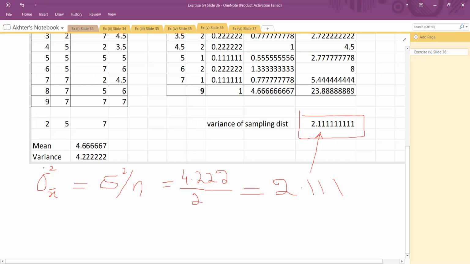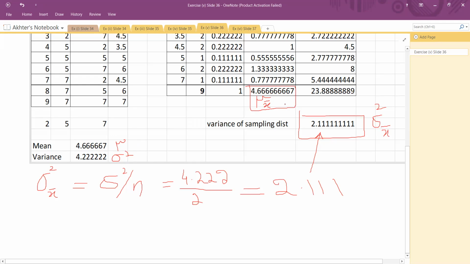So you can see that this was the variance of the sampling distribution of mean, and this was the variance of the population. This is the population variance sigma square. And this is the mean of the population, which is represented by mu. And this is the mean of the sampling distribution of mean. This is mu x bar. So the value of mu x bar is 4.66, and the value of the variance of the sampling distribution of mean is 2.11, and this is the value of the population variance, and this is the value of the population mean. Finally, I am concluding here, according to the theorem, the population mean is equal to the mean of the sampling distribution of mean.